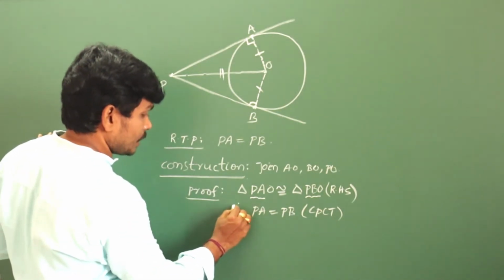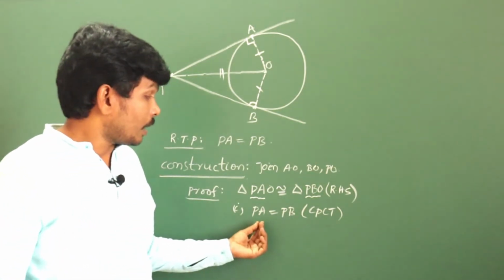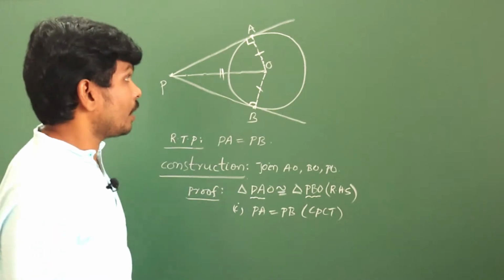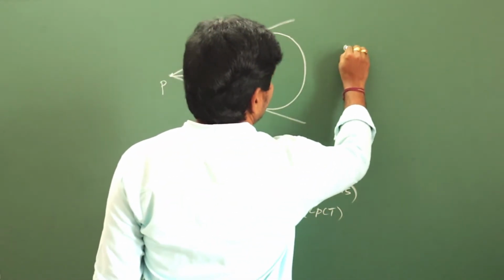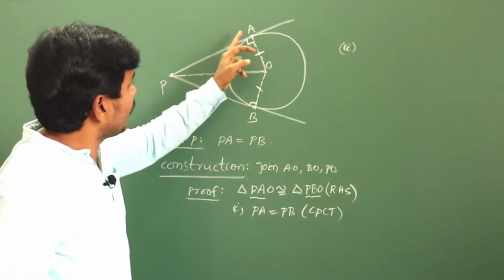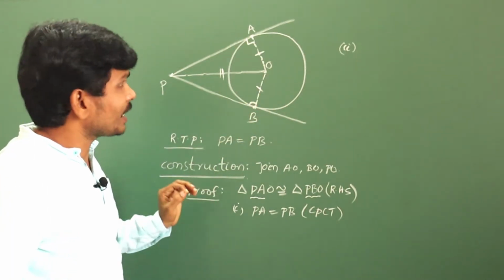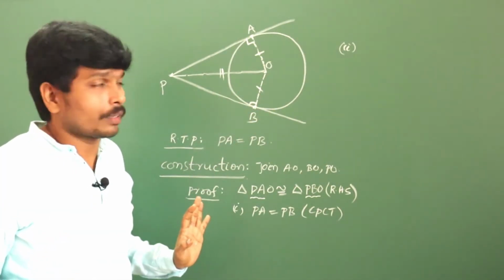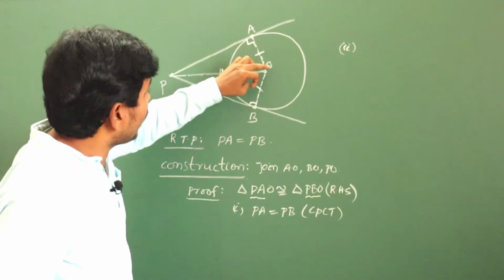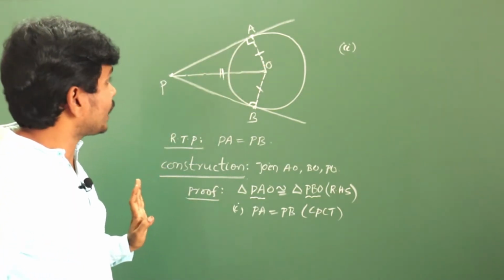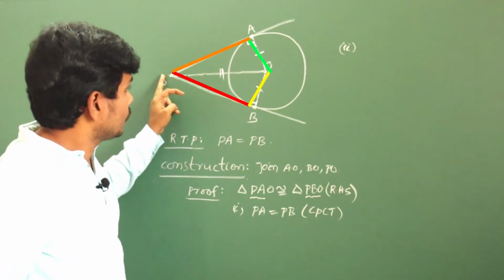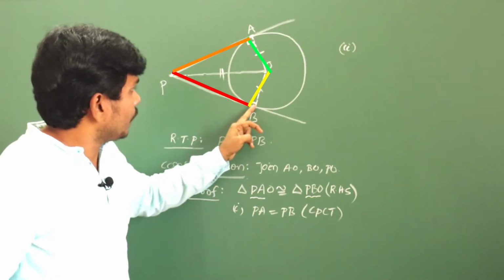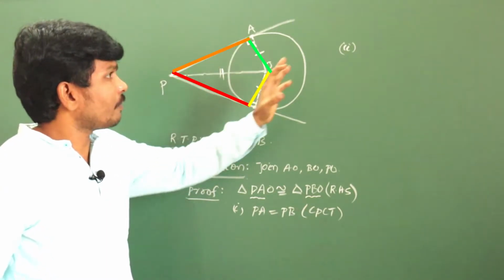This is the first result. What is the first result? The lengths of the tangents are equal. We got it. And the second one, you observe. Here, PAOB. What is it? Is it a quadrilateral or not? Because four sides it has: P, B, O, A. It is a quadrilateral.